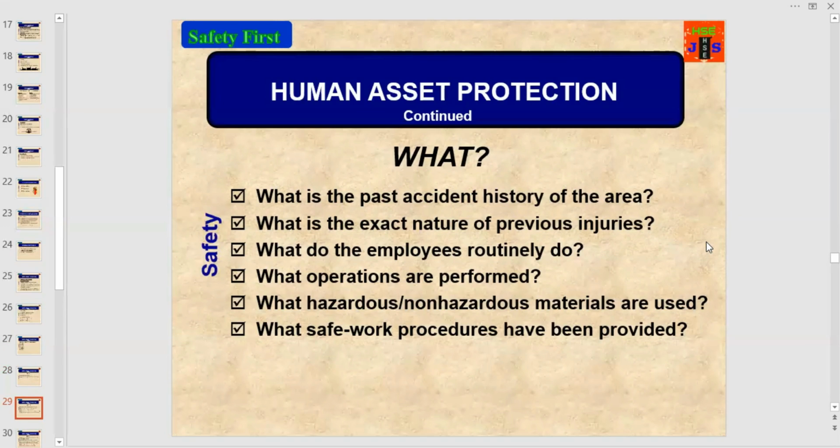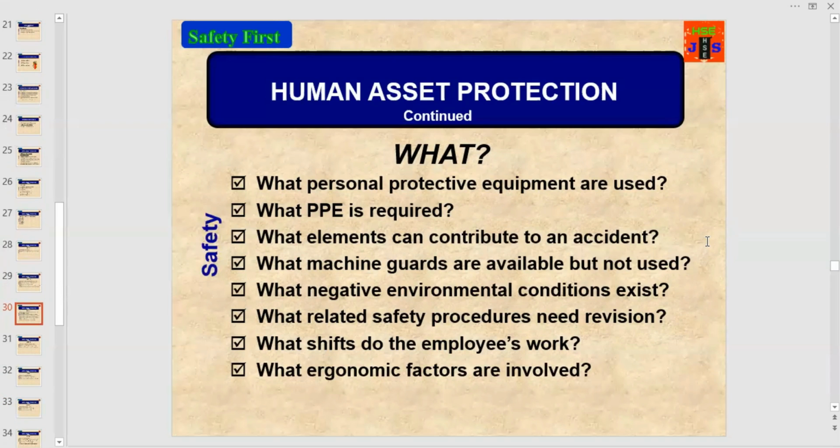Let us understand the use of the second word, what. What is the past accident history of the area? What is the exact nature of previous injuries? What do the employees routinely do? What operations are performed? What hazardous or non-hazardous materials are in use? What safe work procedures have been provided? What personal protective equipment are used? What PPE is required? What elements can contribute to an accident?